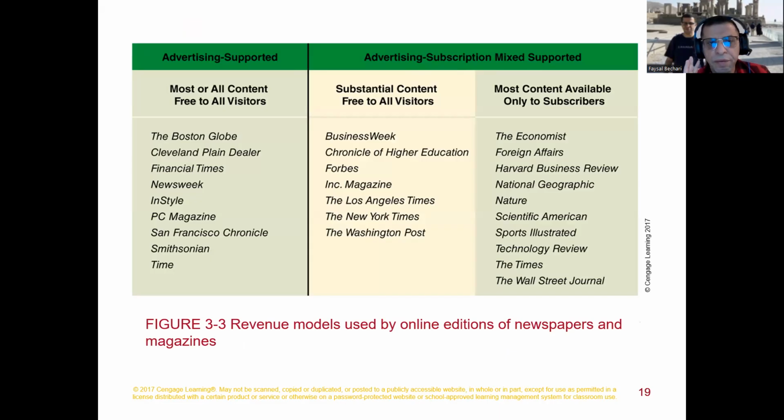So what do we have? We have advertising supported, where most or all content is free to all visitors, and they get paid through the advertising. And then we have advertising-subscription mix supported, where substantial content is free to all visitors. And the other type is where most of the content is available only to subscribers. These are some samples we can look at to see the differences here. How would they do different ways of revenue models in advertisements?